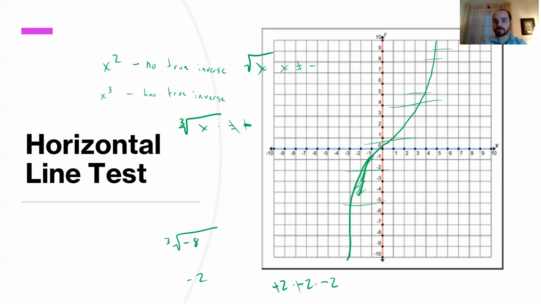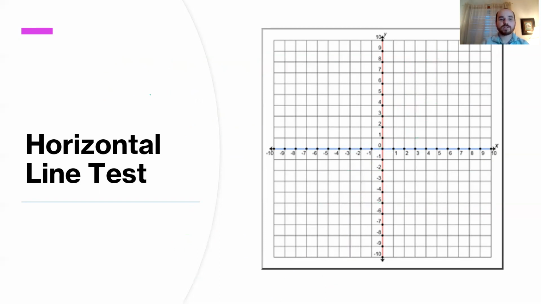So cube roots don't run into imaginary numbers. This is actually true for all odd functions. So x to the 5th, x to the 7th, etc. All of those can have inverse functions, unless you do this. If I do x cubed plus x squared, right? And you could do plus x plus 3. Doesn't really matter. This, once again, can't be truly inverted.